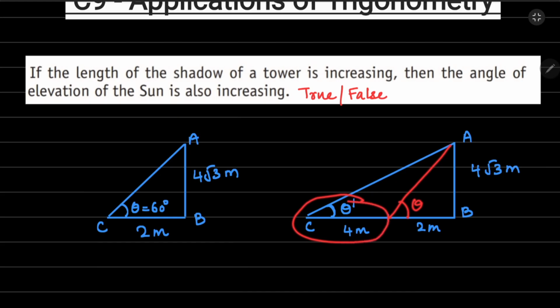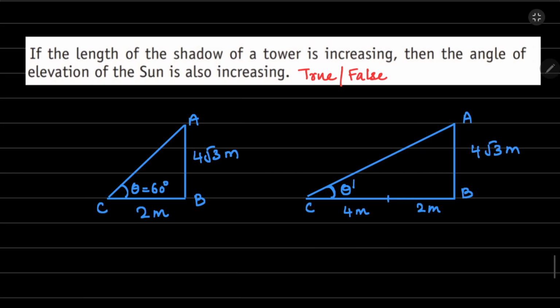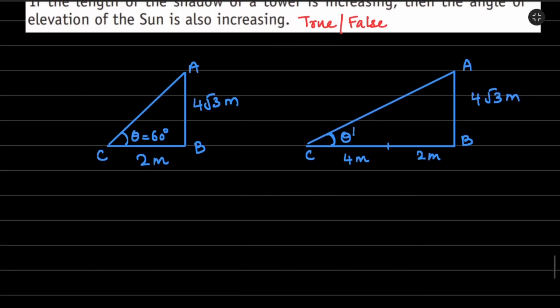When the length of the shadow increased by 4, do you think this new theta is greater than 60 or less than 60? See, if this is 90, and if this is 60, obviously theta dash is less than 60. So what do you see? As the length of the shadow increases, theta decreases. The angle of elevation of the sun decreases. So that is what you understand from this question.